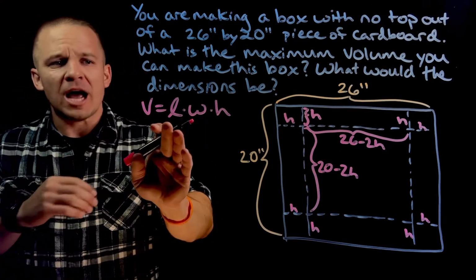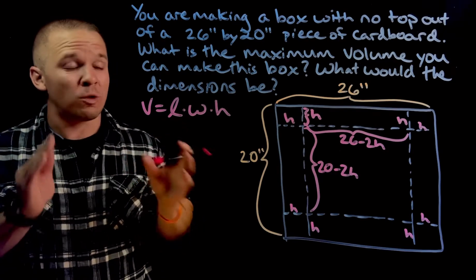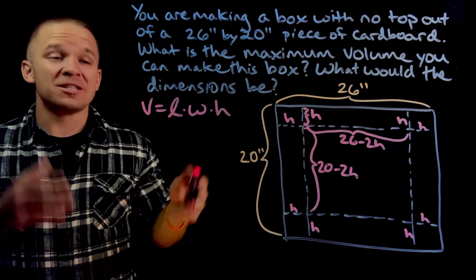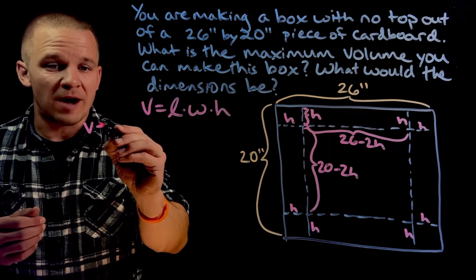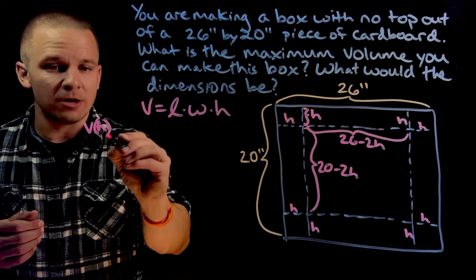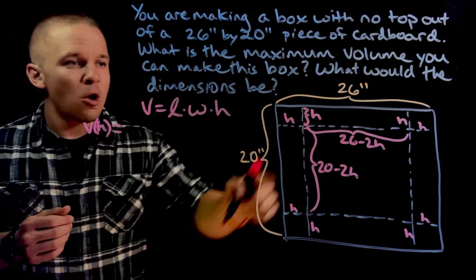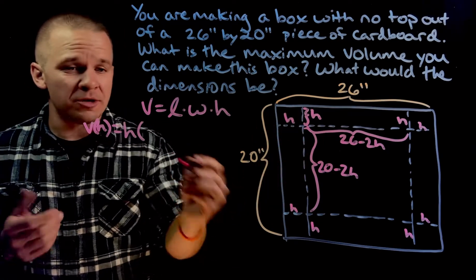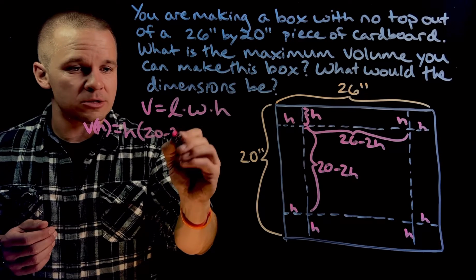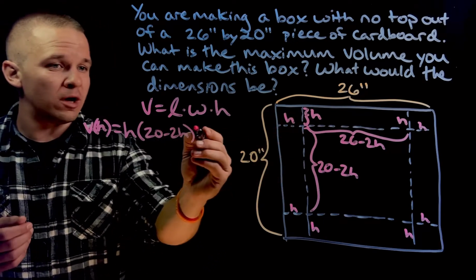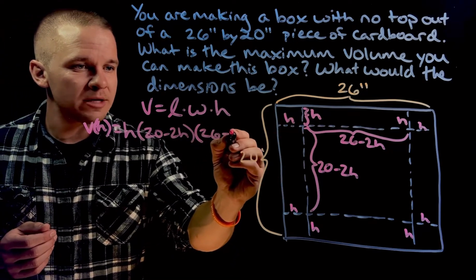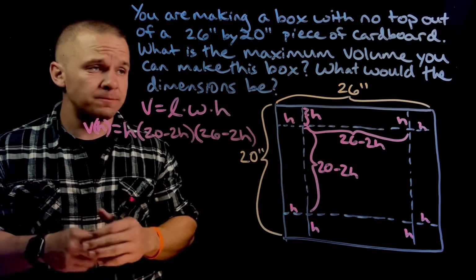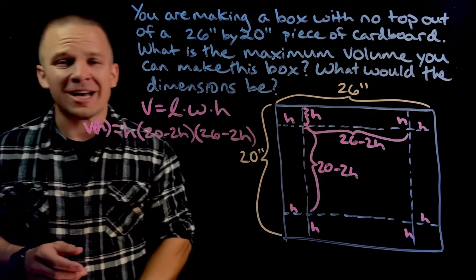So that's my volume as a function of length, width, and height. I want it of just one variable. Since everything is in terms of the height right now, I can write this volume as a function of the height. So check this out. We've got volume as a function of the height equals, well, I'll just throw my height out there first. Then I'm going to have one of my other dimensions, length or width, so we'll say 20 minus 2h. And then I'm going to have the other one, which would be 26 minus 2h. So that is now a volume formula in terms of one variable, which means, oh, you guessed it, dogs.